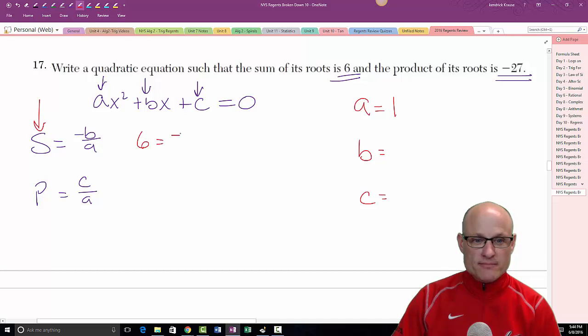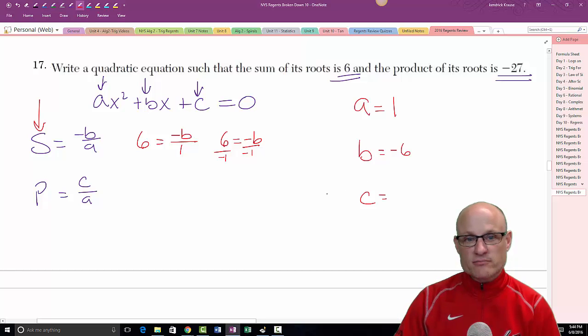and I make a 1, this becomes negative b over a, but a is 1. Well, what is negative b over 1? It's really just negative b. So I end up with negative 6 is equal to negative b. But that's not what I want. I want to know what b is. So I divide by negative 1, and I get b is negative 6.